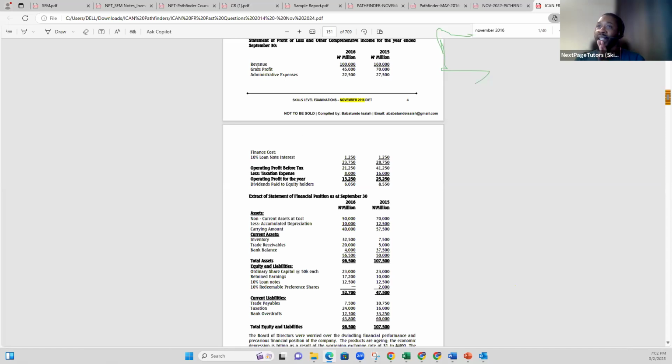Very simple. I have my revenue. I have my gross profit. I have my admin expenses, but they didn't show me operating profit. I can see finance cost deducted, and they gave me 23,750, but this number is profit before tax. They have already deducted interest. I'll pick this number and add back my interest, and that will give me 25,000. Am I correct?